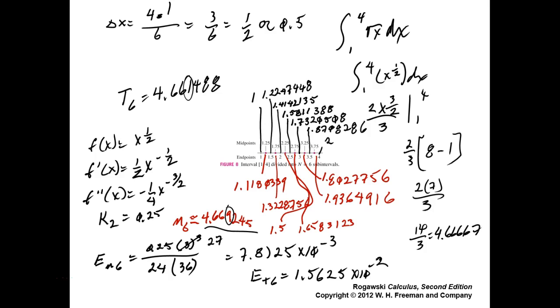The midpoint rule got us a little closer. That's within 0.003, and that's within 0.004. This says the maximum error would be 0.007. So I'm going to say 0.015. Yeah. So, hopefully we've done that one okay. We'll begin next time at example 3.